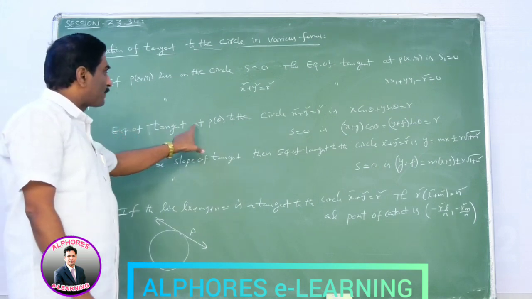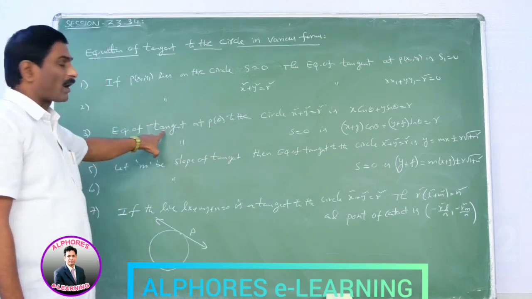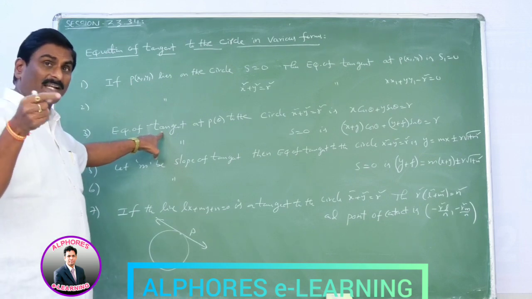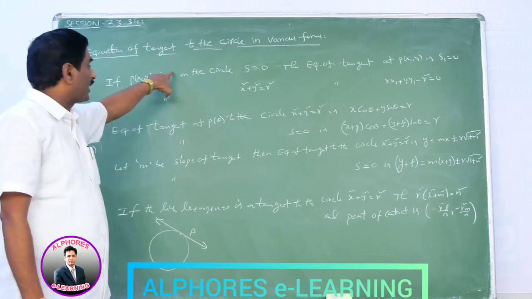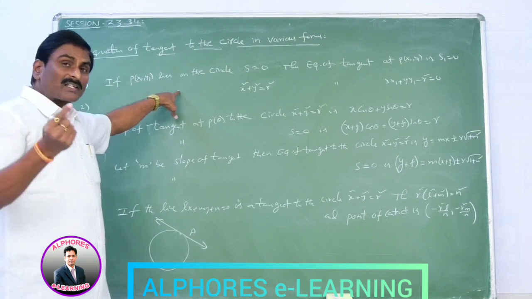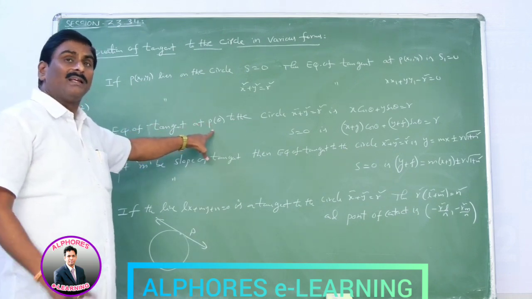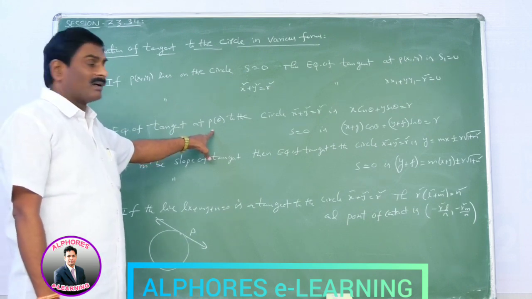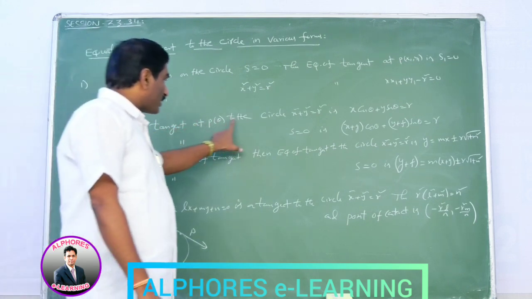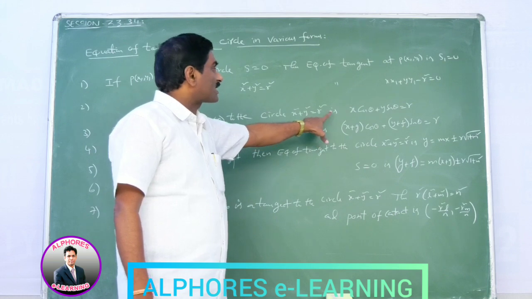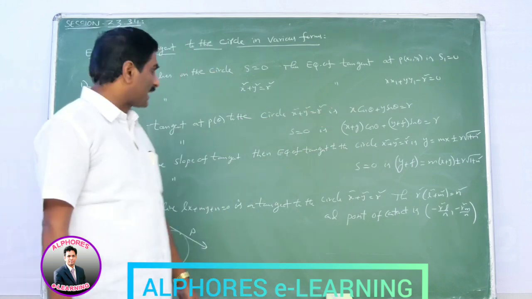Next, equation of the tangent at P(θ) to the circle. It is a parametric form. Equation of the tangent in parametric form: the point on the circle is given, S1 = 0. Equation of the circle in parametric form: if P(θ) is one of the points on the circle, then the equation of the tangent at P(θ) to the circle x² + y² = r² is x cos θ + y sin θ = r.